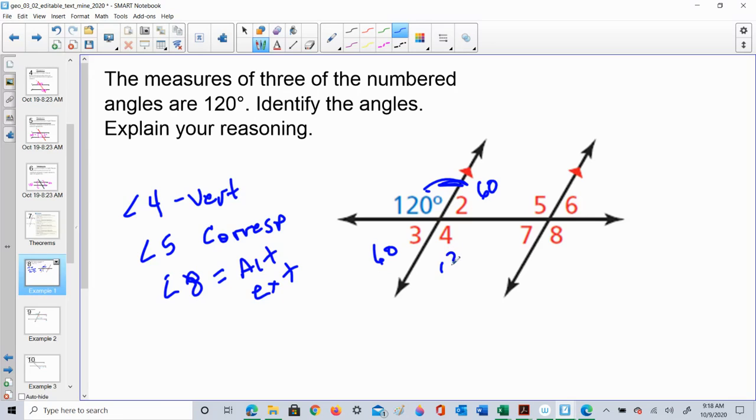We already knew this was 120. Right? If this is 60, these two angles are same side interior, supplementary, 120. But we knew that was 120. We knew 8 was 120, right? 7 is alternate interior to this, so it's 60. And these two are vertical, 60, corresponding. So once you know just one angle in this kind of diagram, you can figure out all of the angles.